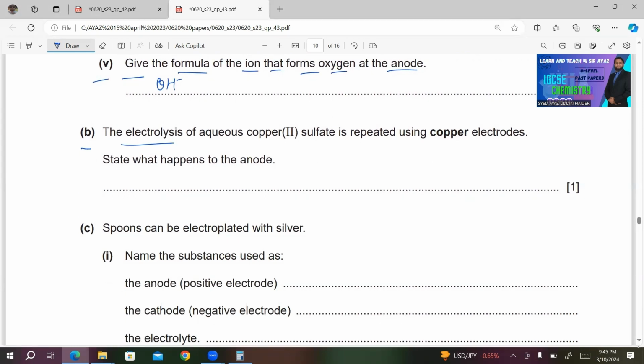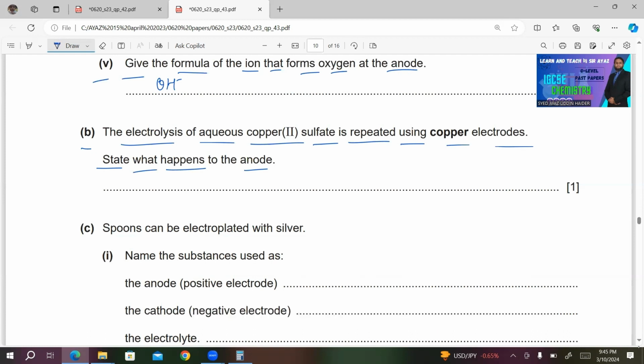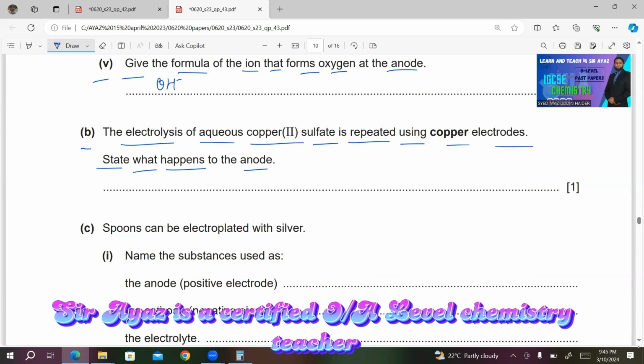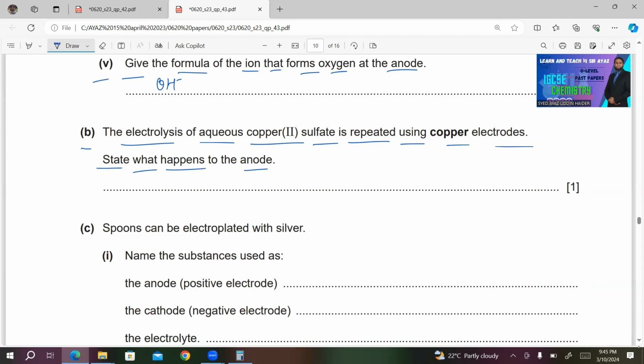B, the electrolysis of aqueous copper 2 sulfate is repeated using copper electrodes. State what happens to the anode. So here, if you use copper electrode instead of inert electrode, the electrode will be involved during the electrolysis and there will be increase in mass of cathode, and on the other hand, copper anode dissolves because in the solution there will be loss of Cu2+ ion, as Cu2+ ion will get deposited to the cathode, and in order to compensate this loss, the anode dissolves. So you write anode dissolves.